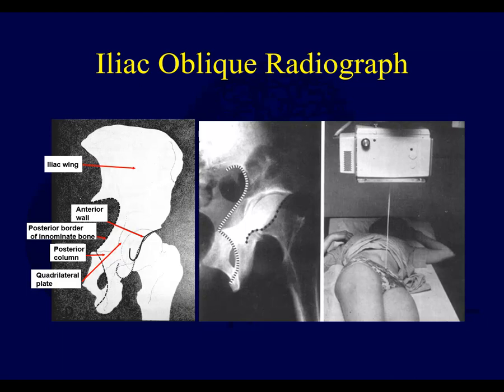Okay, so the iliac oblique is going to look something like this for the left hip. Okay, so instead of the obturator foramen being in here, now you sort of see a straight-on view, not exactly because it's a curved surface, but you sort of see the very broad picture of the iliac wing. Okay, and here this dotted line shows the posterior column, or the ilioischial line. Okay, very nicely shown here, and the anterior wall of the acetabulum.